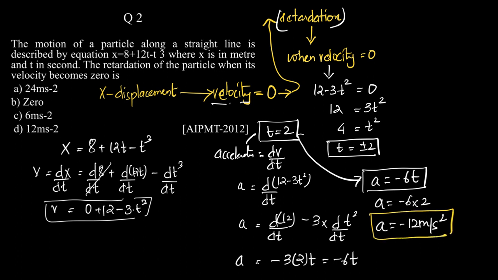So the correct option is, we need 12 meter per second square. What you get is minus. Okay, so since it's minus, it means it is primarily retardation in nature, and since the question is asking for retardation, the correct option is option D.